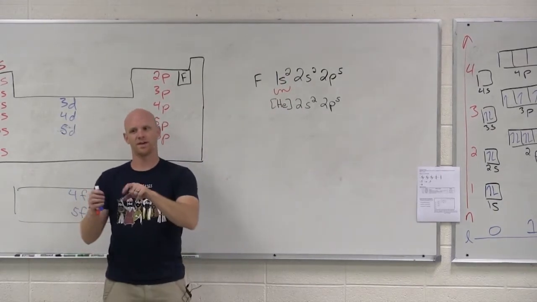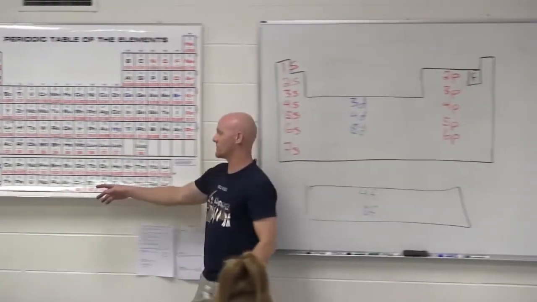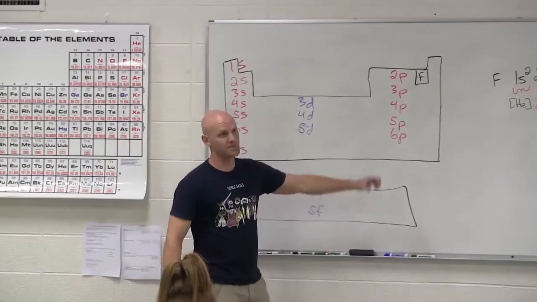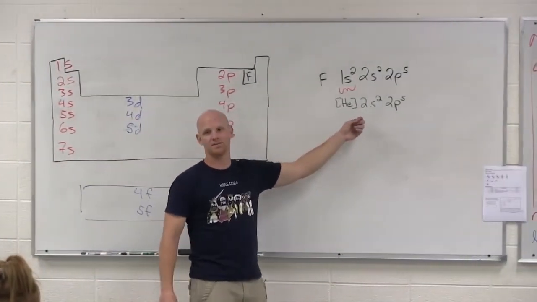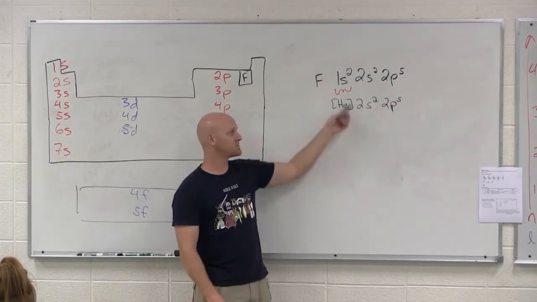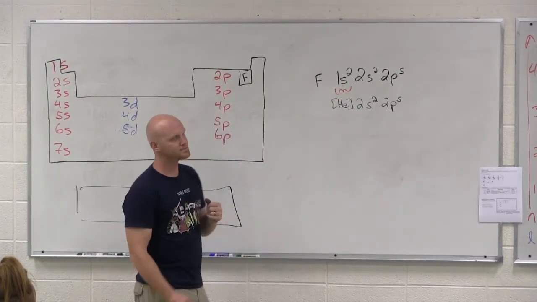Would we have saved a lot of time if we were doing this for uranium? You bet. So for the bigger ones, this becomes a big issue. We call this the noble gas configuration. And the bigger the element, the more time this saves for us. Didn't accomplish much here, but later on it definitely would.